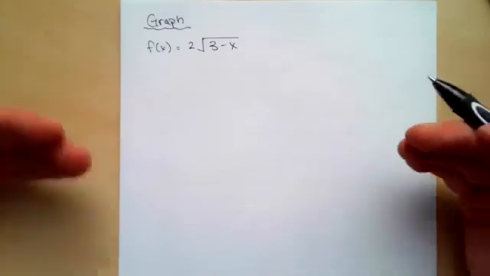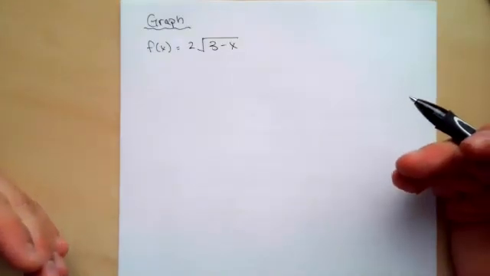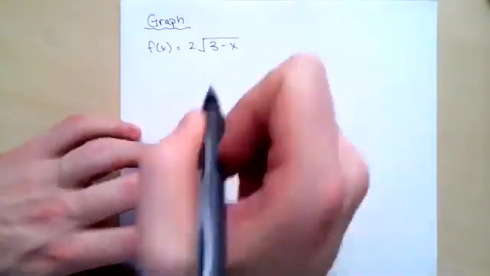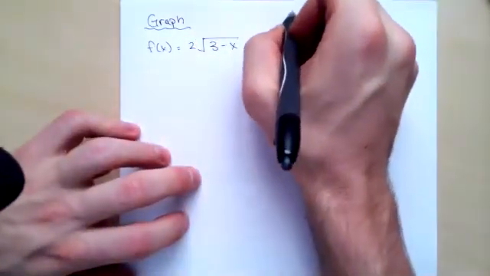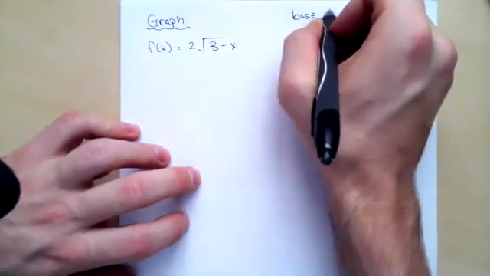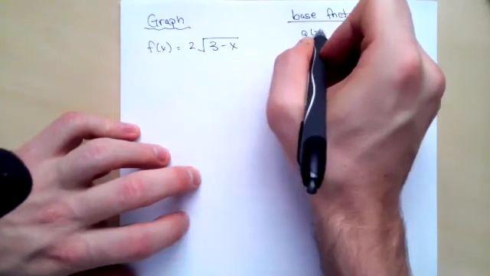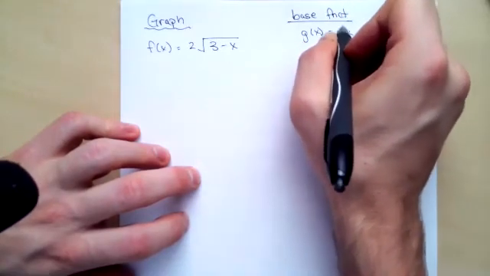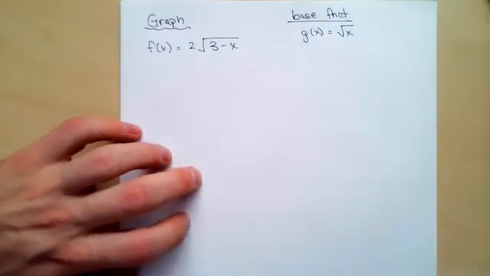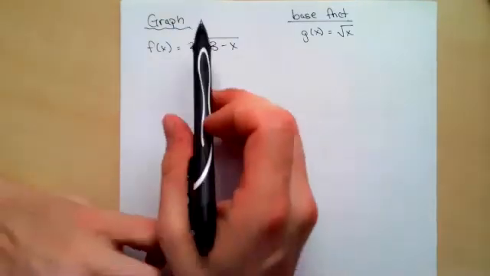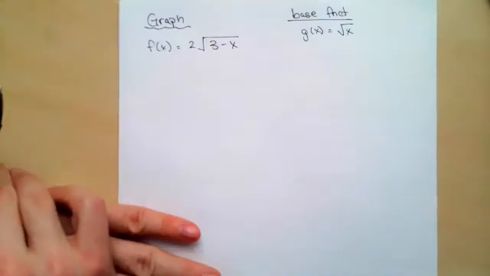We need to be able to identify all the transformations. We've got the 2 out front. Let's identify our base function first. Our base function, or our parent function, is a square root. The square root is the primary operation that's going on. There's no rationals, no squareds, or anything like that. Everything else is plus and minus or times constants.